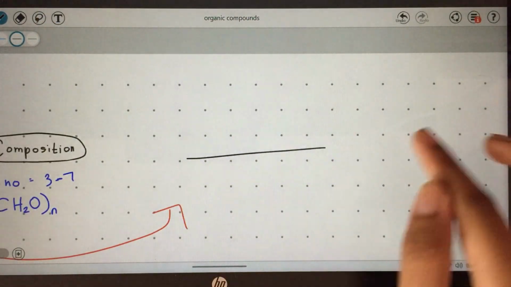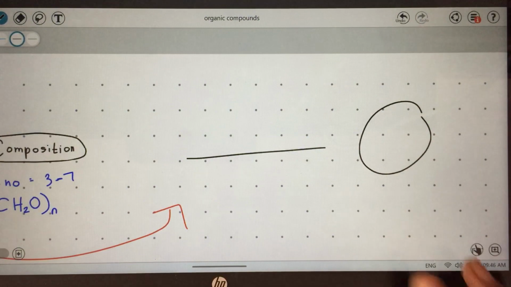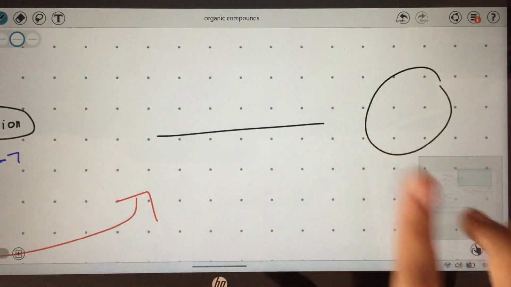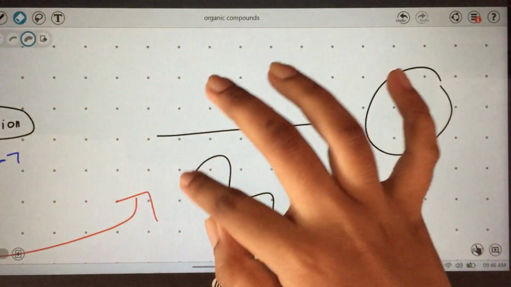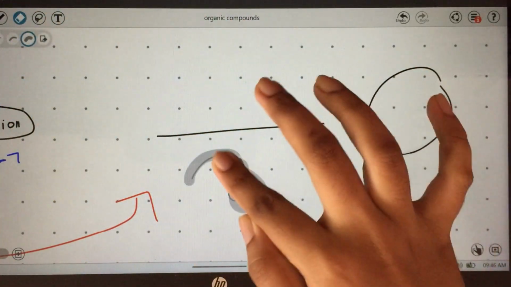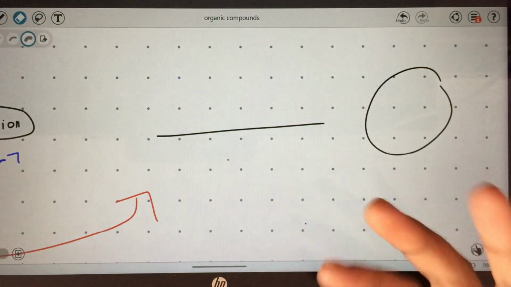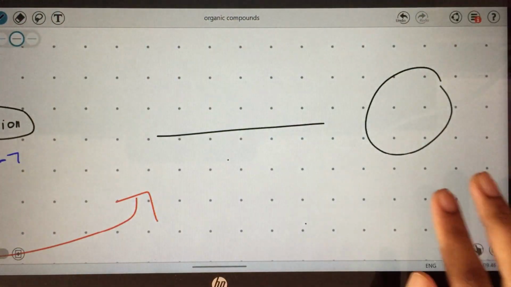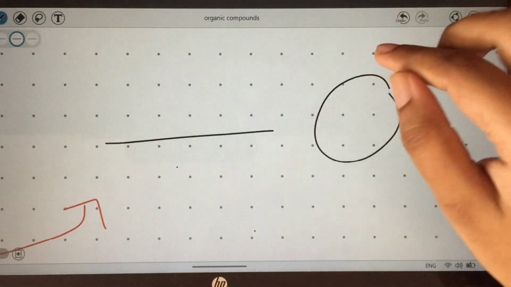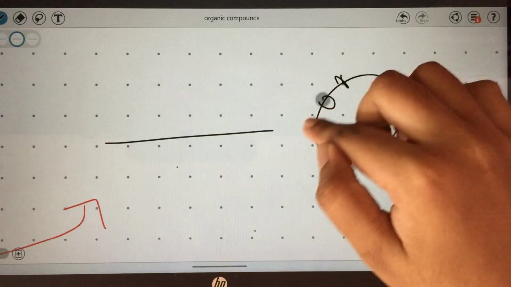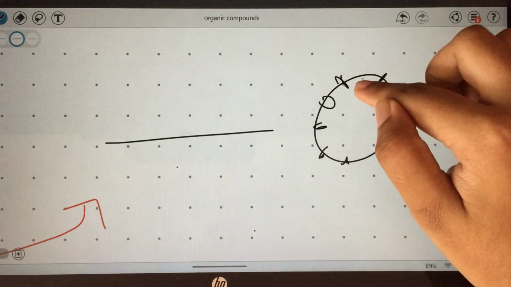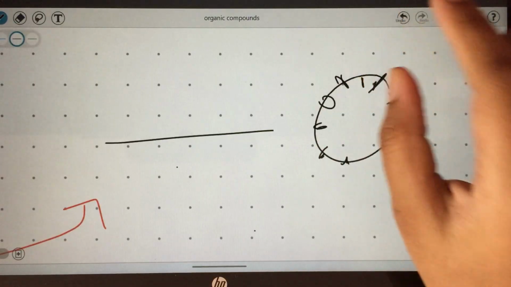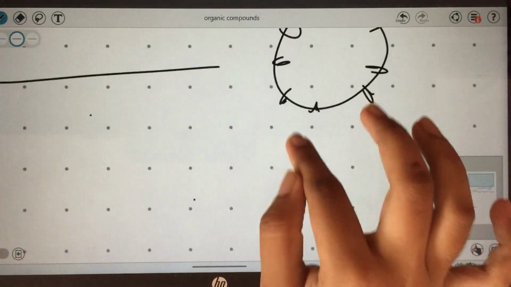There's something called linear form and something called ring form. If the molecule is just one straight line, zigzag line, whatever line, if it is in a straight line or some line form, you call it linear form. And if it's a ring, that means different groups are there and it's a ring, so that is called ring form.